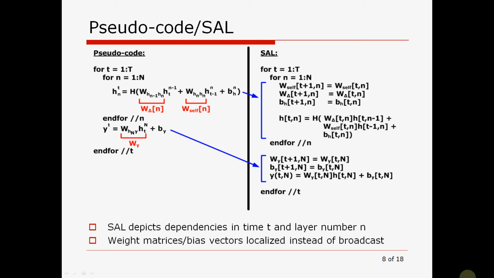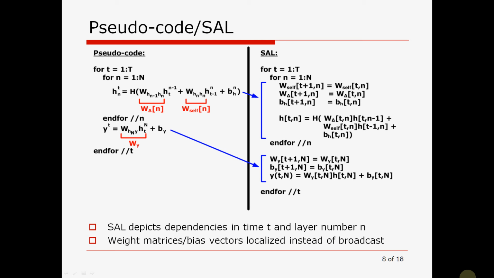I'm showing, for example, the computation for h of t. We can expand that both across time and the index of the layers, time being t and index being n. We do that to make sure that each assignment is only happening once. We can also make sure that the weight matrices and bias vectors are localized instead of broadcast, to make sure this is a locally recursive algorithm.